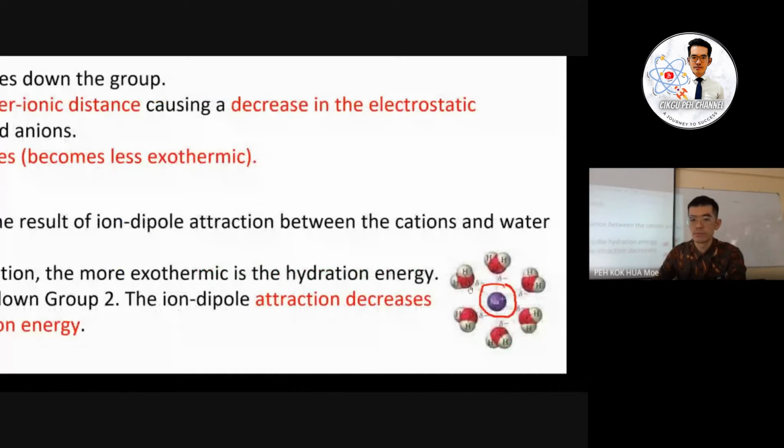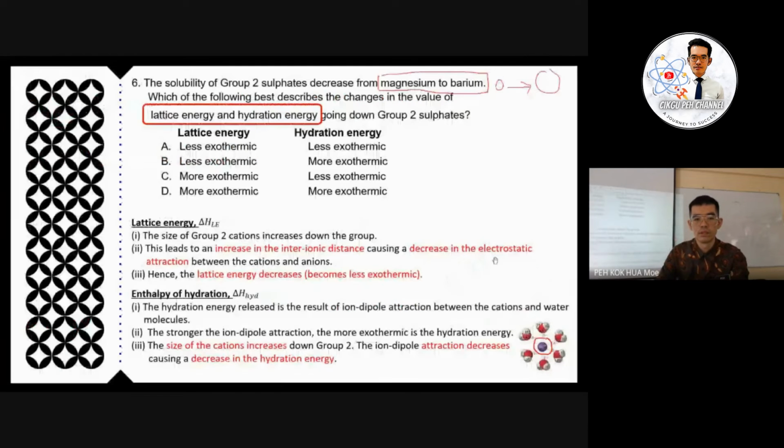Okay, you can see here, the dipole attraction is between the water together with the K ion. When we discuss going down the group, the size increases for the cation. That means the dipole attraction between the cation and the water decreases, hence this causes the hydration energy to decrease as well. So actually both the lattice energy and hydration energy decrease for question number 6. So the answer here will be A.